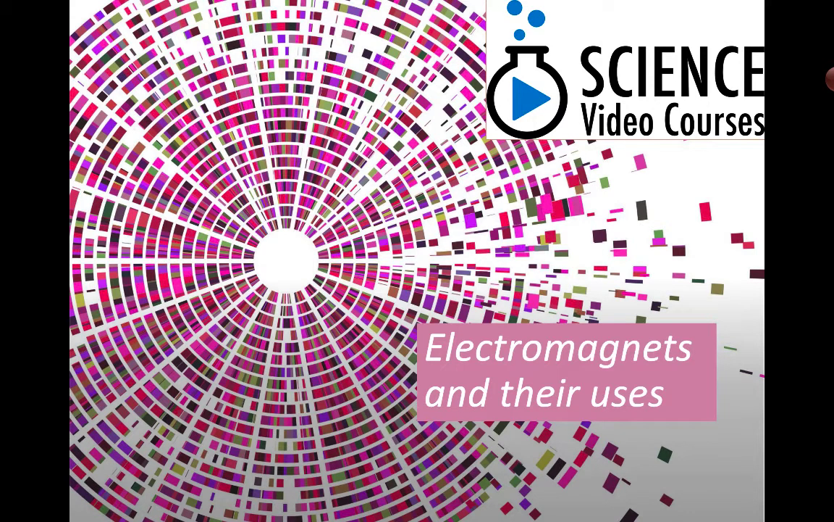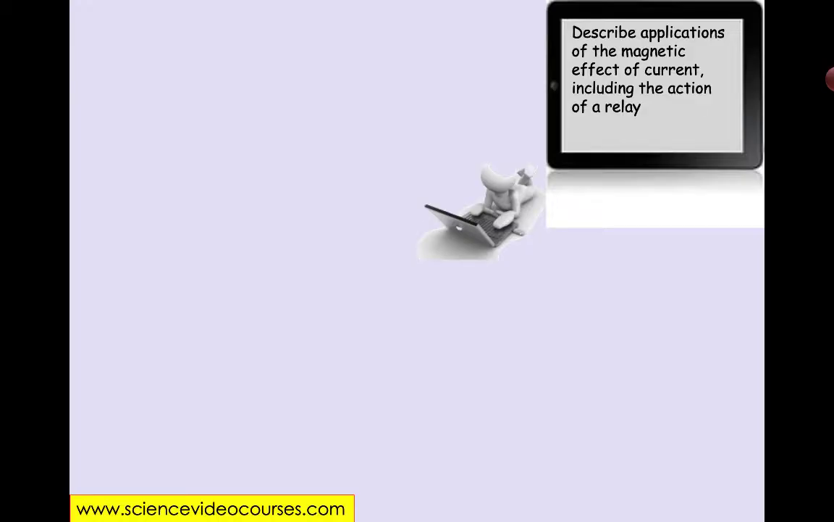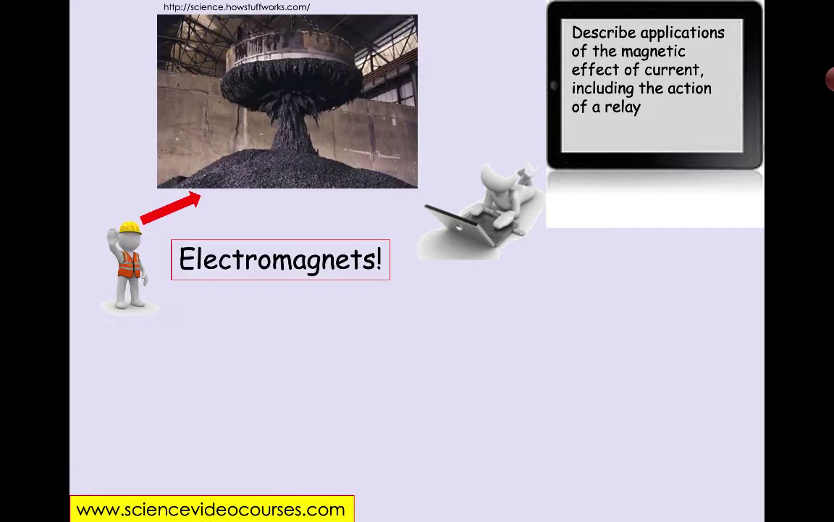In today's lesson we're looking at electromagnets and their uses. So what we're trying to fulfill from the specification is describe applications of the magnetic effects of current, including action of a relay. New words there to check out. So first of all, electromagnets.